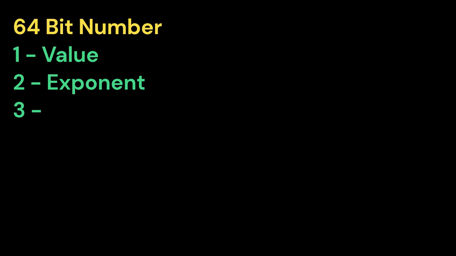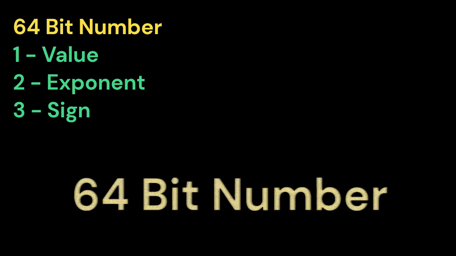3. And lastly, the sign. This is a 1-bit and it's bit number 63, for a total of 64 bits. The sign is essentially just saying whether it's a positive or a negative number. And again, just a reminder, we start from 0 in JavaScript, not 1.